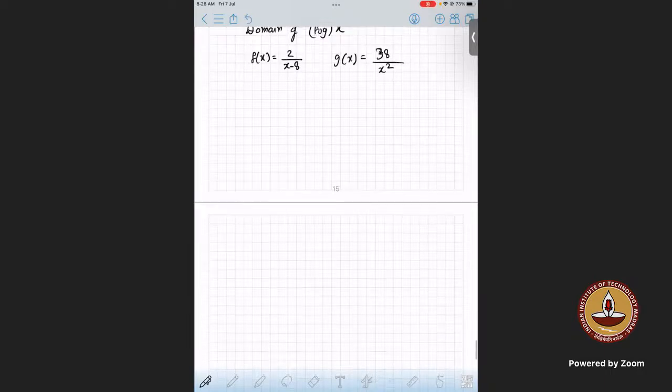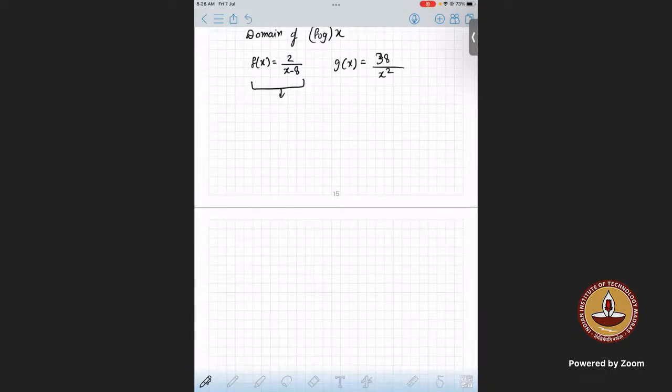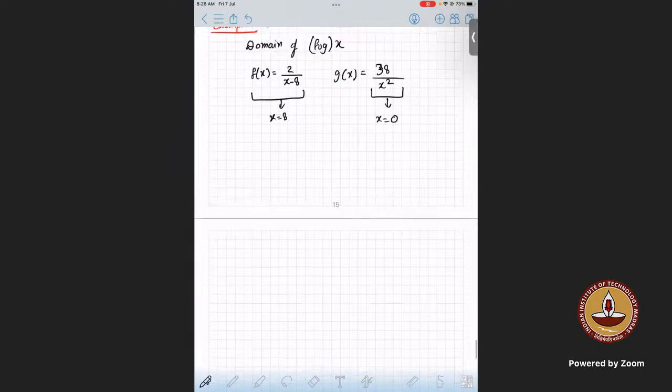Look, this function fails when x is equal to 8, and this one fails when x is equal to 0. So we have to remove all of these. The domain of f of g is R minus 0, 8. Agree? Clear? Okay, sir. Now I understand.